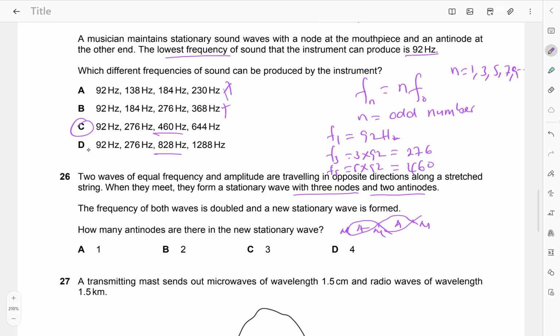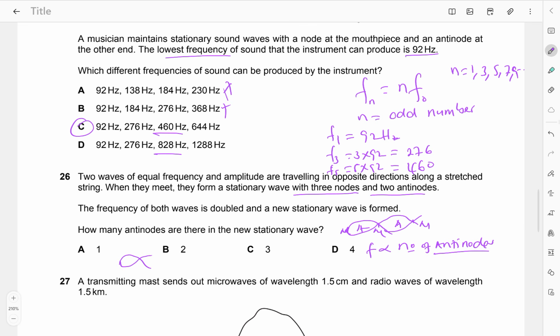The frequency of both waves is doubled. We notice that frequency is directly proportional to the number of antinodes. Of course, if the frequency is doubled, I can predict that the number of antinodes has also been doubled. Or we can even sketch. A frequency which is double the one which I have just sketched will have 4 loops.